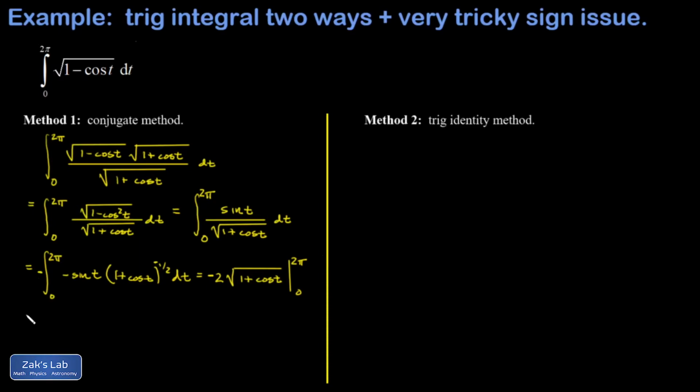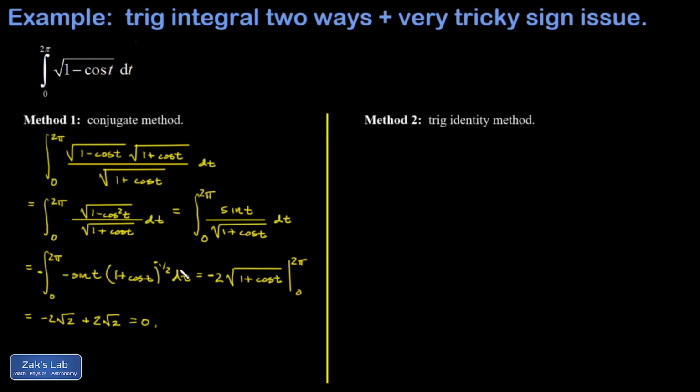And now I see a serious problem. If I plug in the upper limit, the cosine of 2 pi is 1, and I end up with negative 2 root 2. And then I subtract what I get when I plug in the lower limit, and again the cosine is 1. The cosine is periodic with a period of 2 pi. So I've got to get the same number for the upper and lower limits, and these are going to add to 0. Well, this is impossible because I have the integral of something that's always non-negative. I know I need to get a positive result.